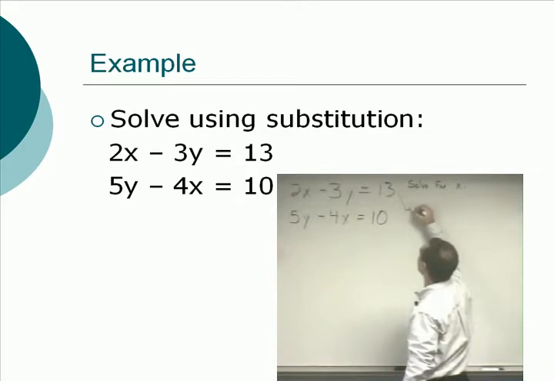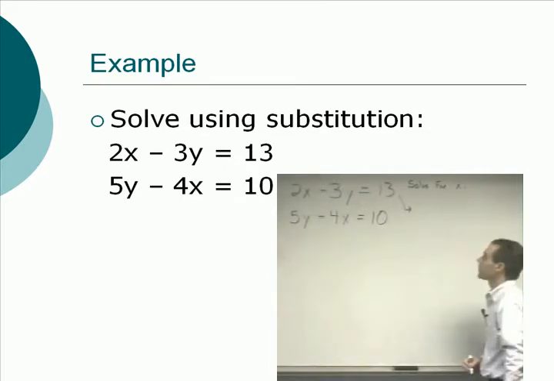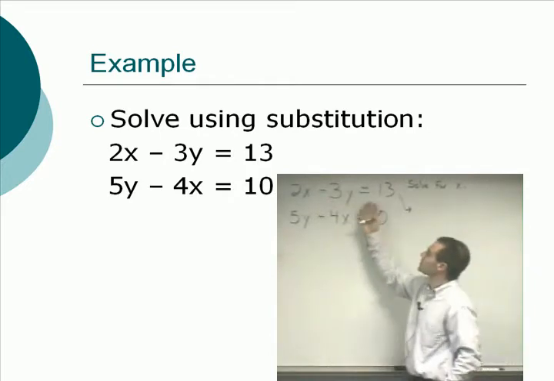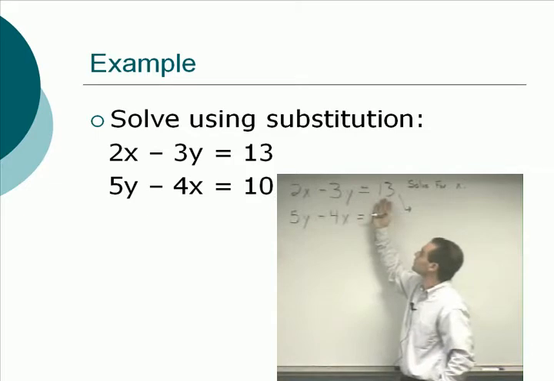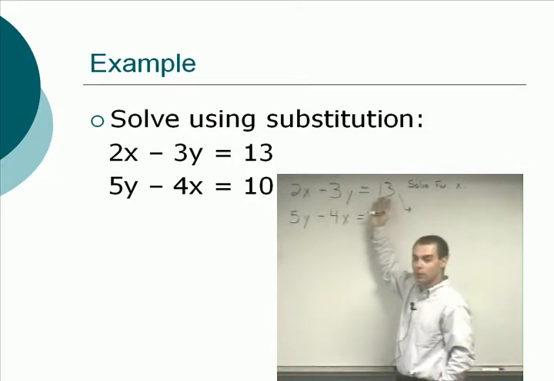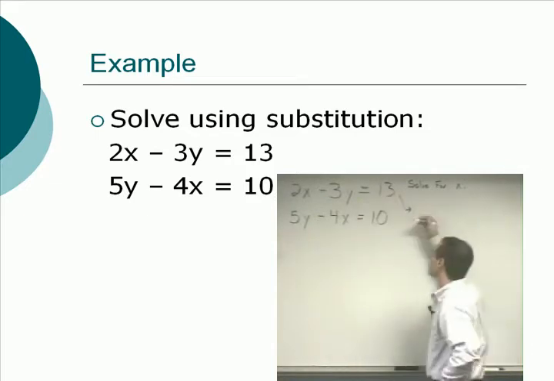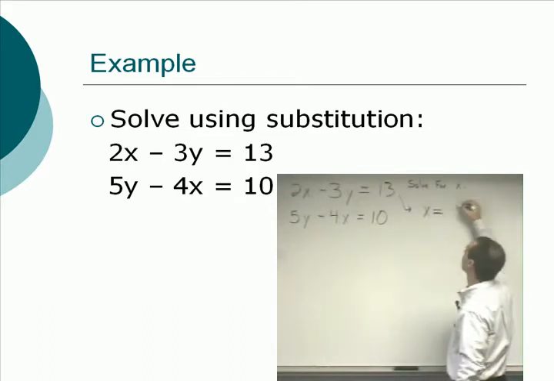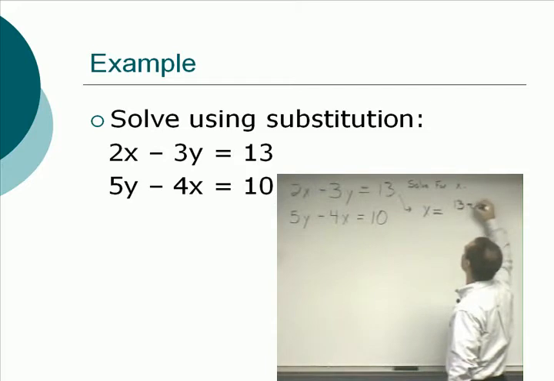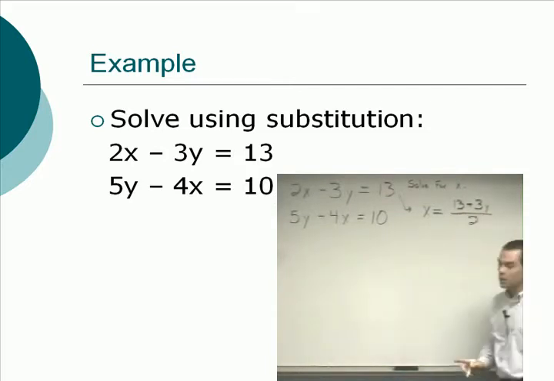If we do that, just to save a little space, what would I do to solve this top equation for x? Add 3y to both sides, right? Divide by 2. To save space, we're going to do that in one step and save a little time. X equals (13 plus 3y) divided by 2. Everybody agree with how we'd get that result?